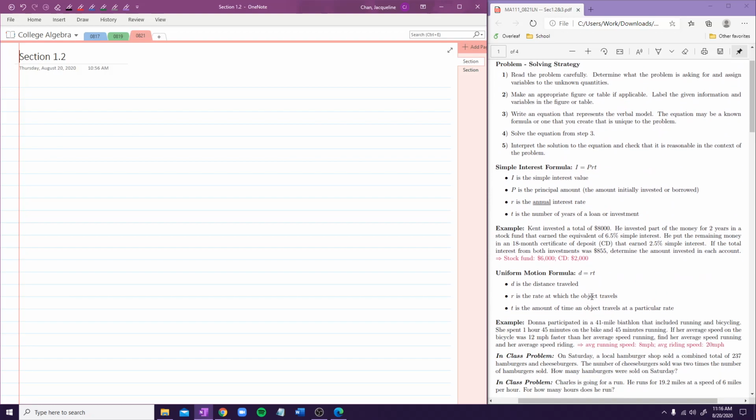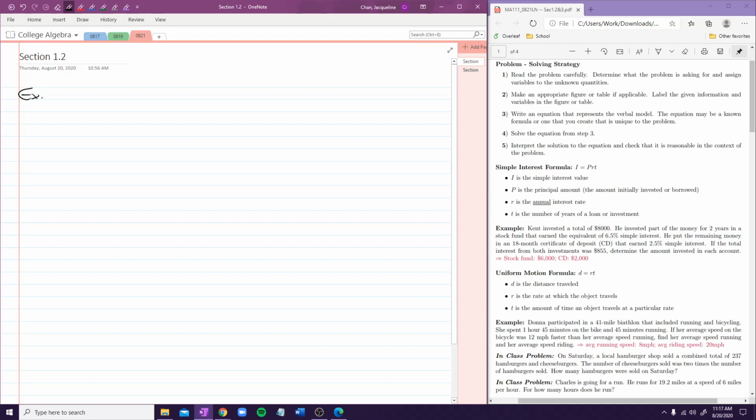Our example is: Kent invested a total of $8,000. He invested part of the money for 2 years in a stock fund that earned the equivalent of 6.5% simple interest. He put the remaining money in an 18-month certificate of deposit, or CD, that earned 2.5% simple interest. If the total interest from both investments was $855, determine the amount invested in each account. Alright, so with this example, I just did step 1.